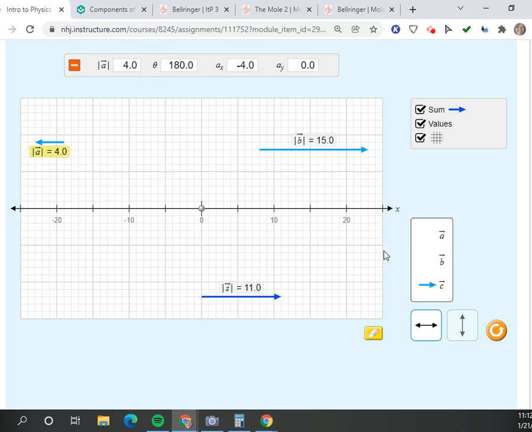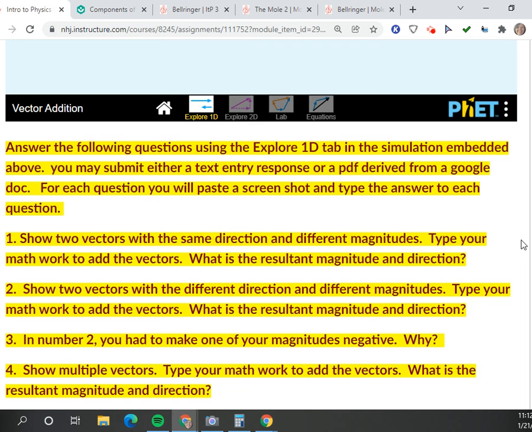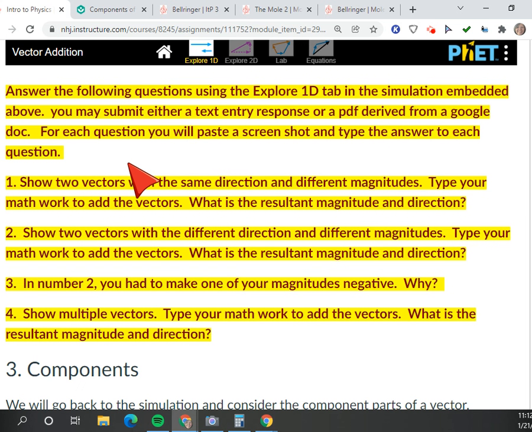Okay. All right. So what do you got to do? I want you to answer the following questions. So you might say, well, how am I going to answer these questions? I'm using this. Do I have to have a bunch of screenshots? No. I'm going to show you how to make it a little bit easier.